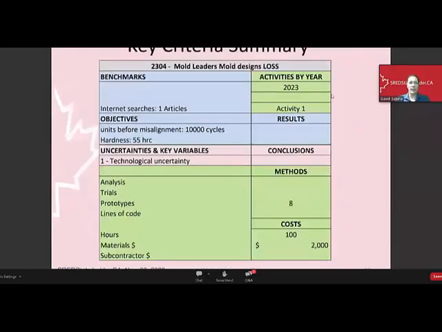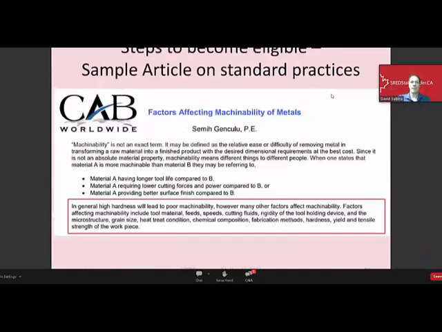So again, when I look at the key criteria summary, there was really very little in terms of benchmarking. There were really no variables of uncertainty used, and the objectives could have been expanded on a little more. What I've done here is just provide a quick overview of what the company could have done to make this a little better.